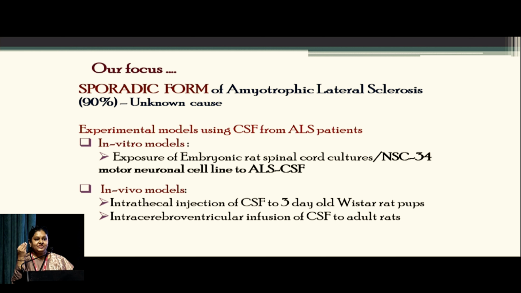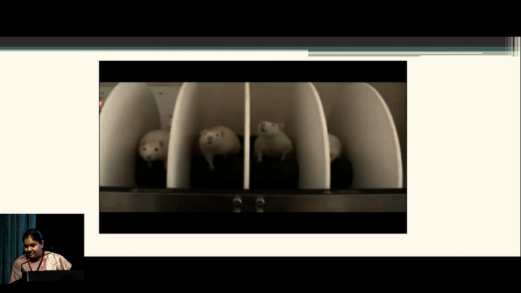So we derive cultures, that is of rat or mouse or even human embryonic stem cells. We grow them in a dish and we add the CSF from patients to these cultures and we study how this disease occurs.